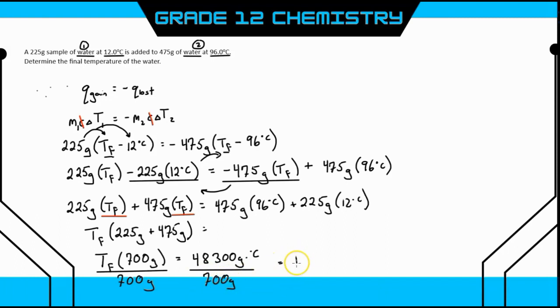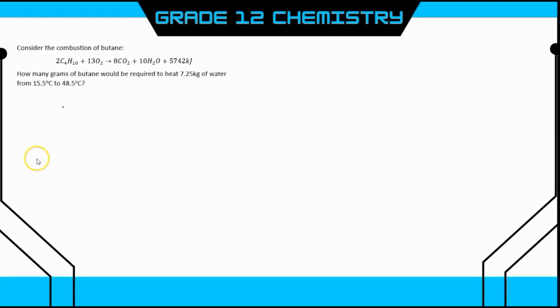And so that equals our final temperature, which is, put this into our calculator, 48,300 divided by 700, and we get 69 degrees Celsius. All right, our next question is going to be looking at chemical changes.